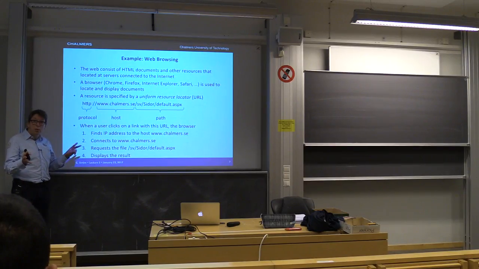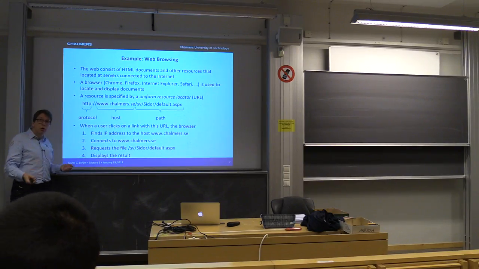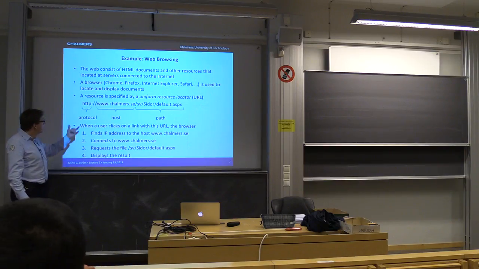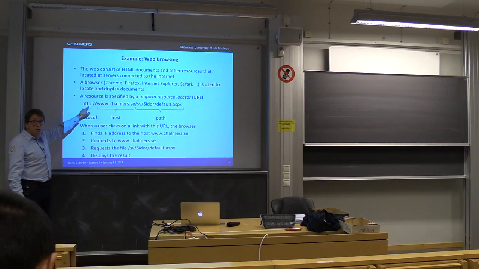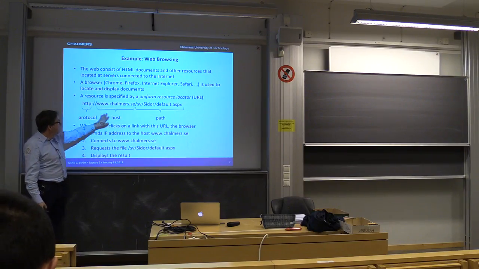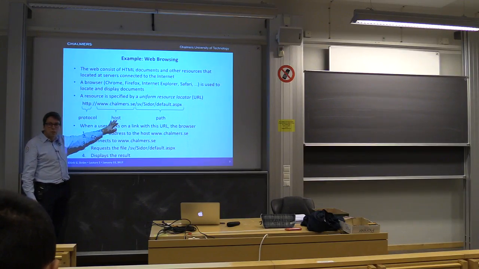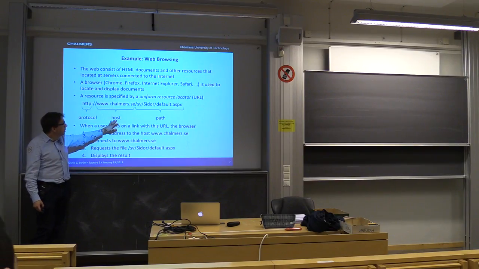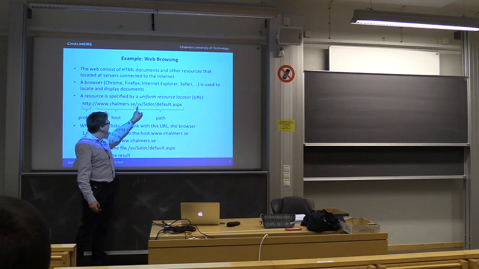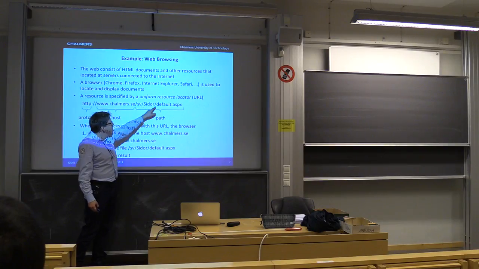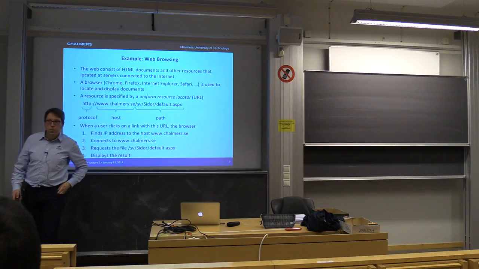And it consists of a number of parts which are important for the operation of the network. First of all, this first part here specifies the protocol, in this case HTTP. The second part here defines a host on the internet. So www.chalmers.se. It's a host, it's a server somewhere that has all the documents which belong to the Chalmers web. And then there is a path on that server that specifies a specific document, in this case default.aspx. Okay.